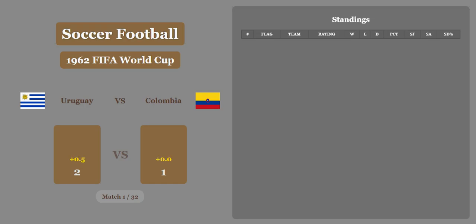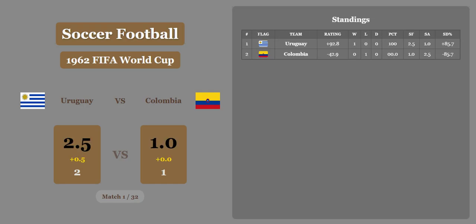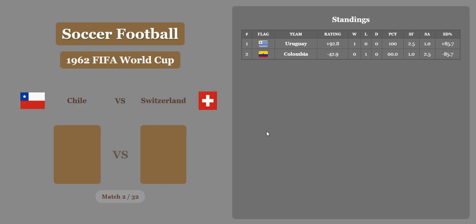In the first match, Uruguay beats Colombia 2-1. That's the real score down here, 2-1, and then the economic difference is up here, and then the final score, according to the economic difference, is right there. So Uruguay is off to a great start.